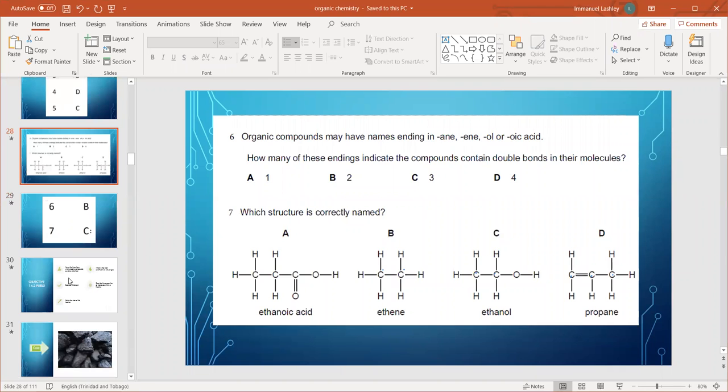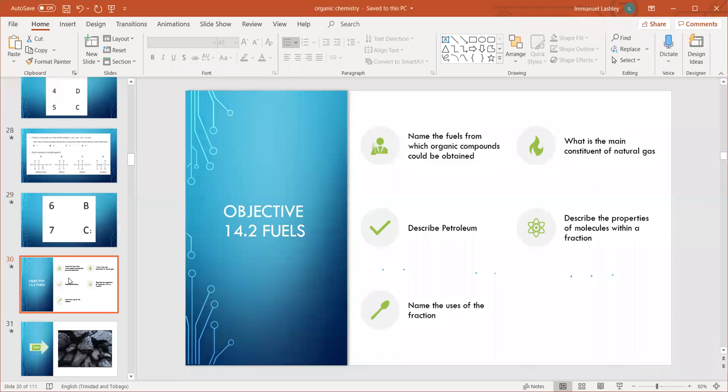All right, so the next objective that we want to cover is objective 14.2, which is fuels. We want to look at a couple of things. Again, naming the fuels: name the fuels from which organic compounds could be obtained. What is the main constituent of natural gas? We want to be able to describe what petroleum is and also describe the properties of molecules within a fraction. And the last thing we want to do is name the uses of fractions. So let's get right into it.